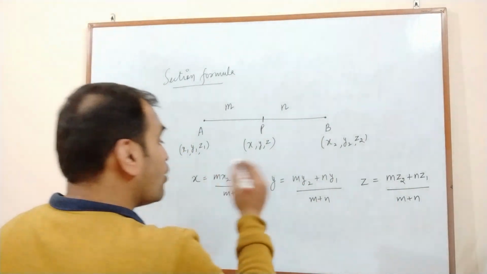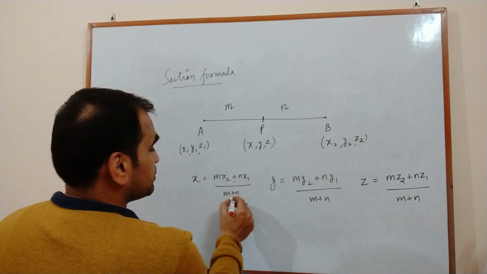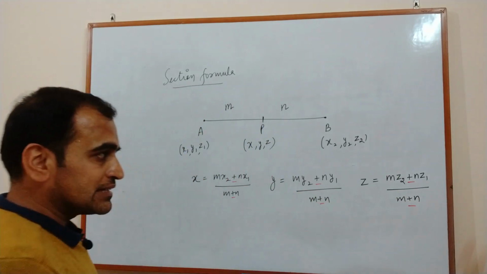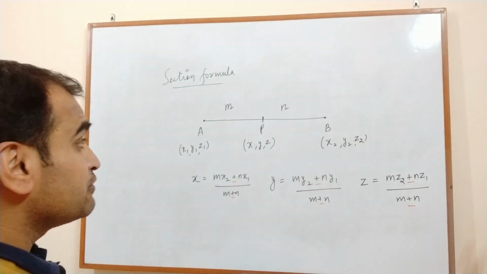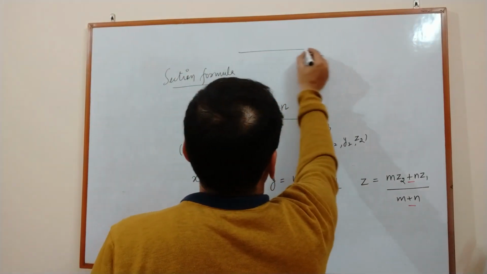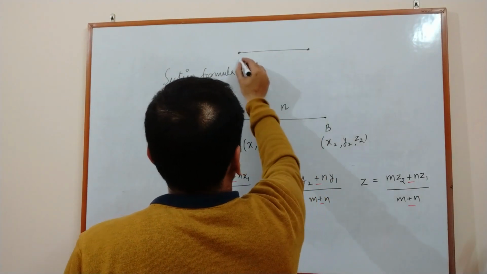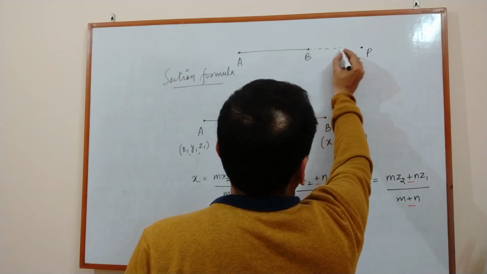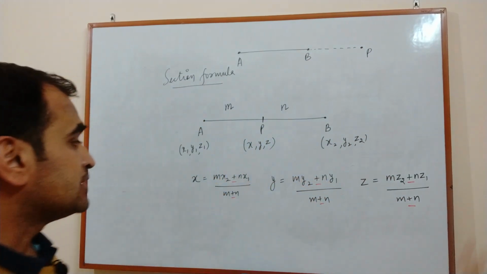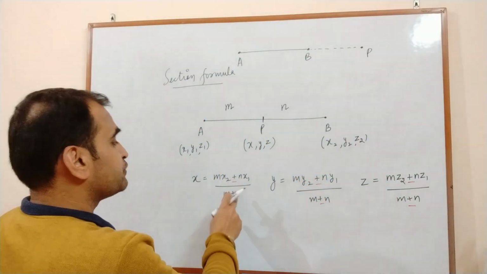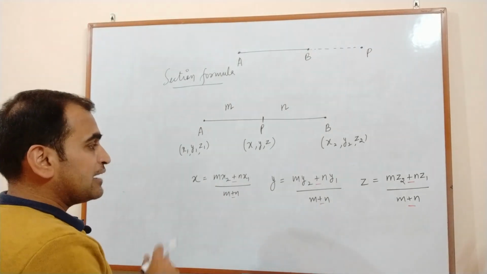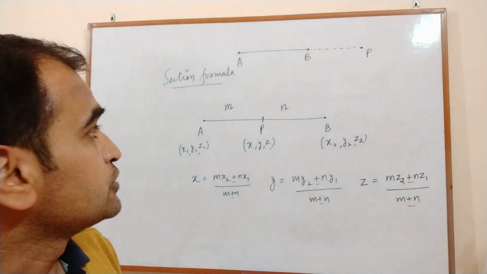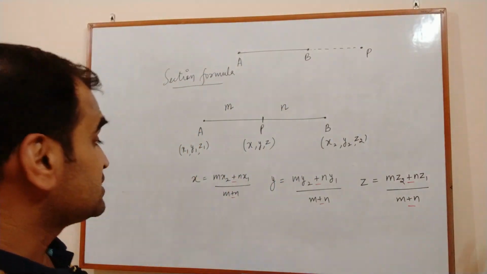If point lies outside this line segment, so बस आपको यहाँ पर माइनस का साइन यूज करना है. If it is an external division, so internal division तो प्लस, external division तो माइनस. External division कैसा होगा? External division means, so this is the line segment AB, but a point P lies somewhere outside the line. Okay, in that case formula is same, but there will be the difference is this minus sign. The x will be mx2 minus nx1 upon m minus n. So ध्यान रखिएगा इसको. So this is about the internal division and external division section formula.